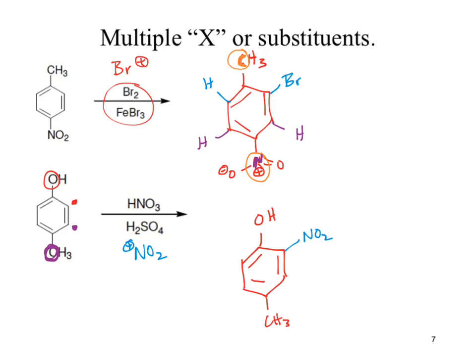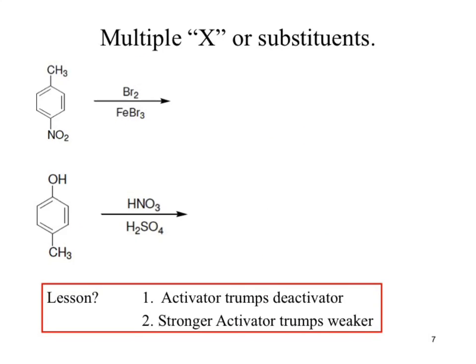So we can start to run into a couple rules. Your textbook breaks it out into 3 or 4 rules, which really just boil down to 2 things. Number 1, your activators will always trump deactivators. In fact, we can actually boil it down to 1 rule. The stronger the activator, that one dominates, period. So activators will always trump deactivators as far as locations. The stronger activator trumps weaker activators. It's the same thing as activator trumps deactivators.